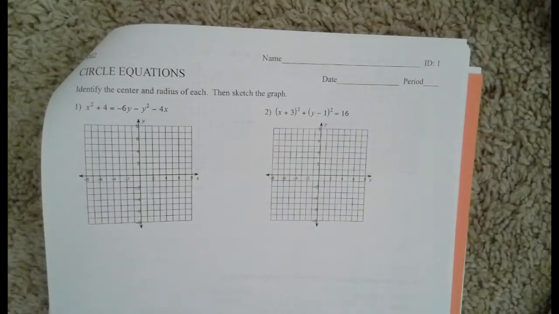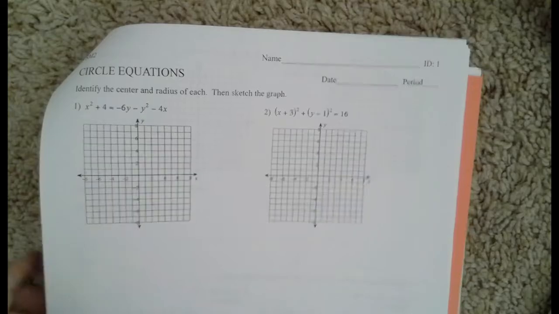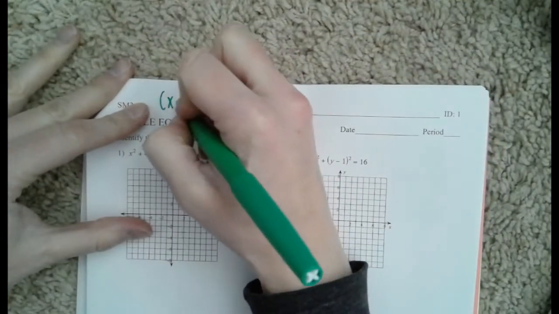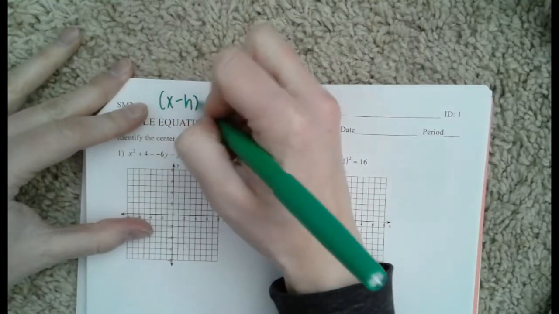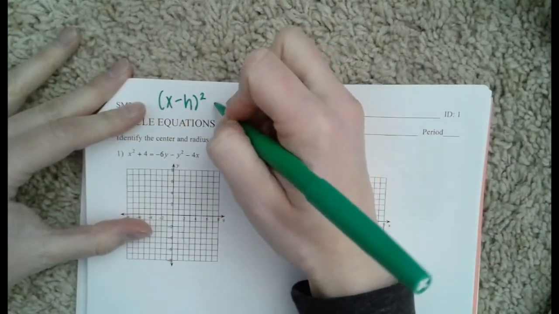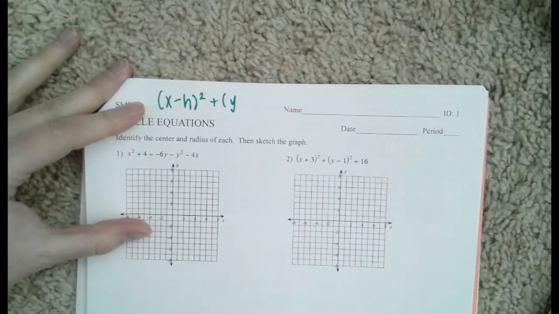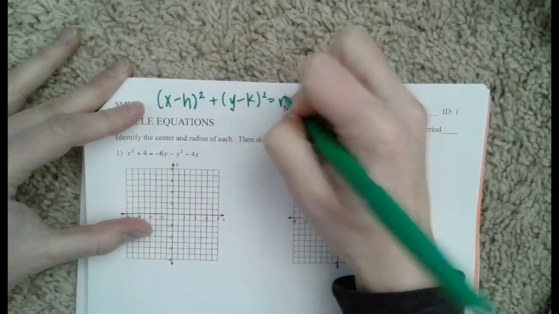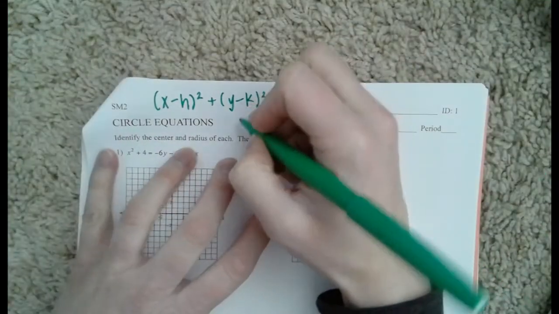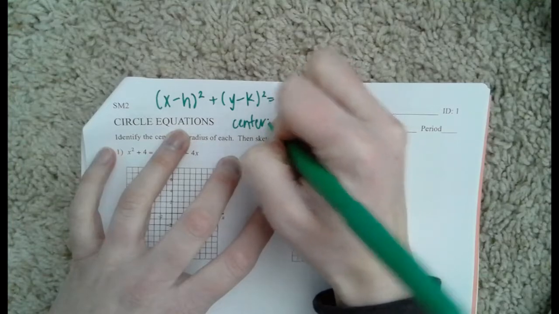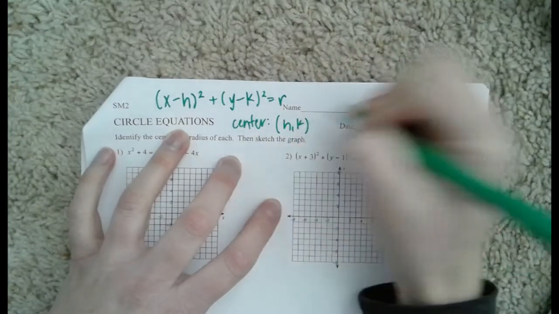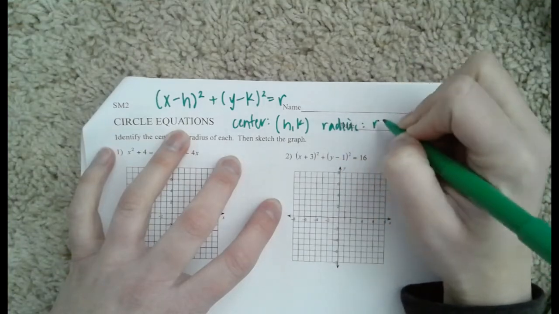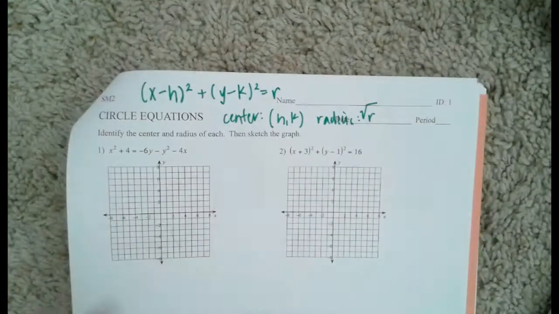Alright guys, so today we're going to be talking about circle equations. The equation for a circle is (x - h)² + (y - k)² = r. So the center of your circle is at (h, k), and the radius is the square root of r.